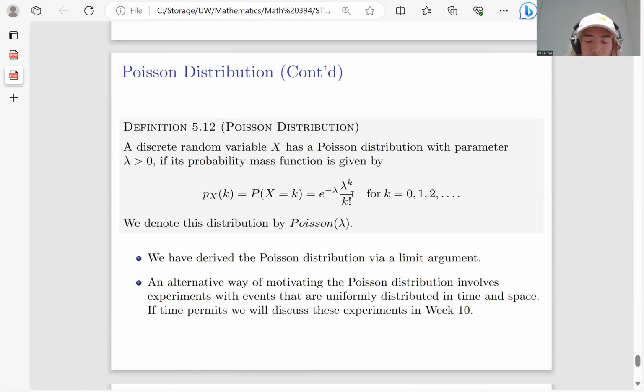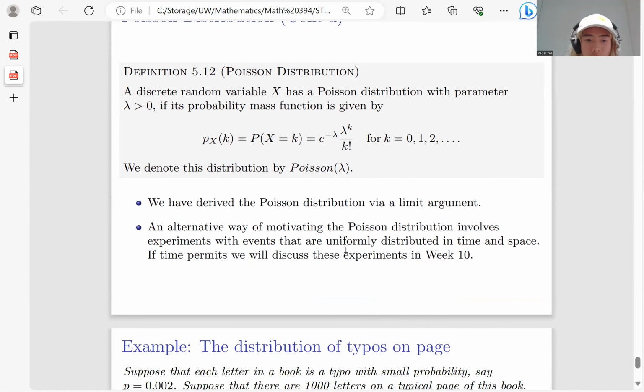And we have derived the Poisson distribution via a limit argument. But another way to see the Poisson distribution is what I talked about just before. Lambda is like a rate, the rate of events uniformly distributed in time and space. So for example, at a certain crossing, there are five cars per second passing that crossing. That's the average rate, and that is lambda.